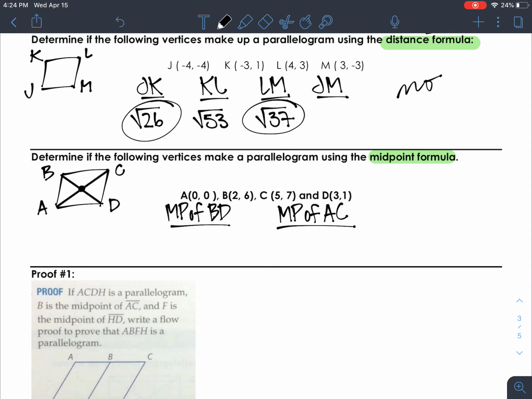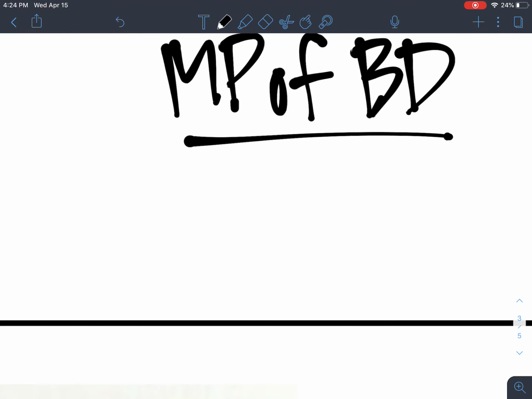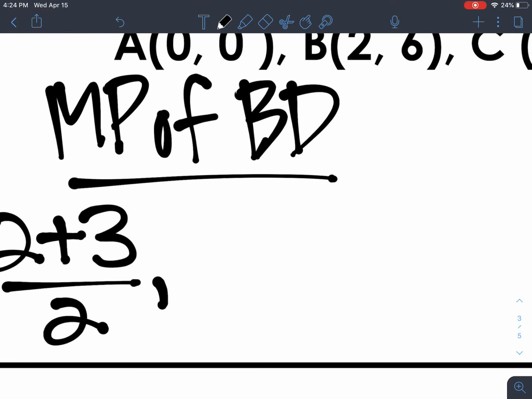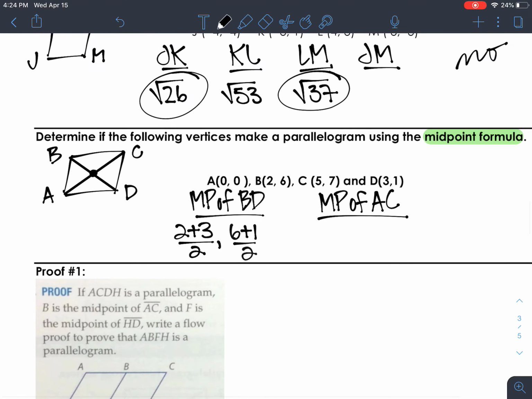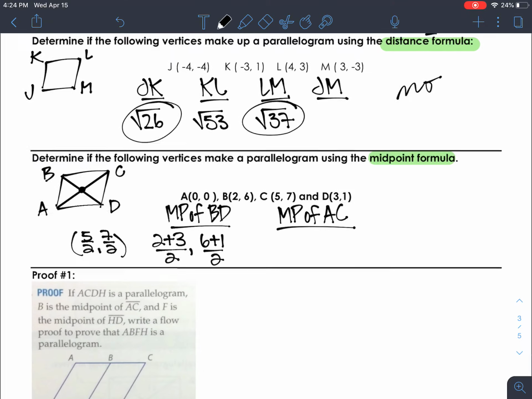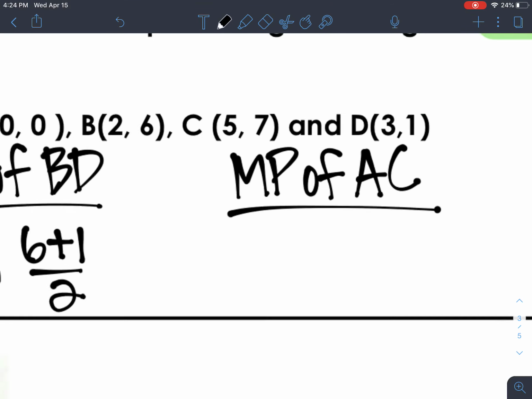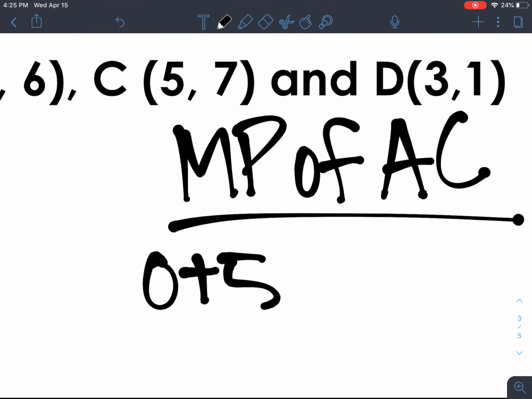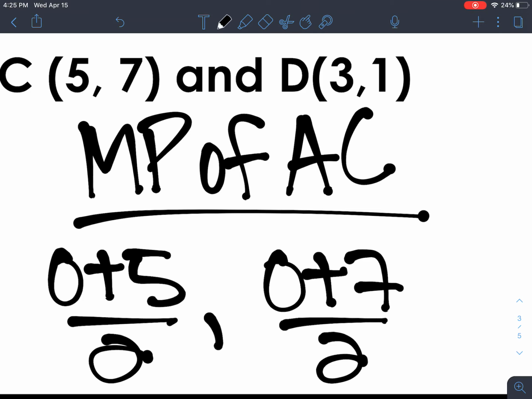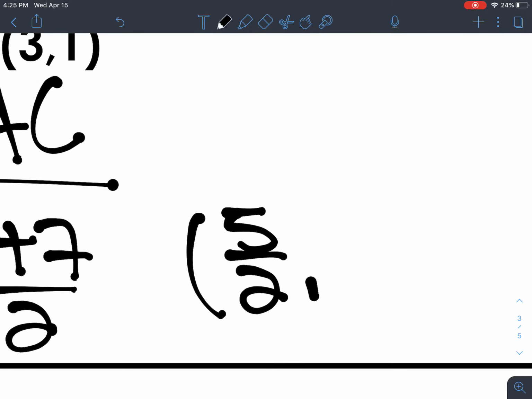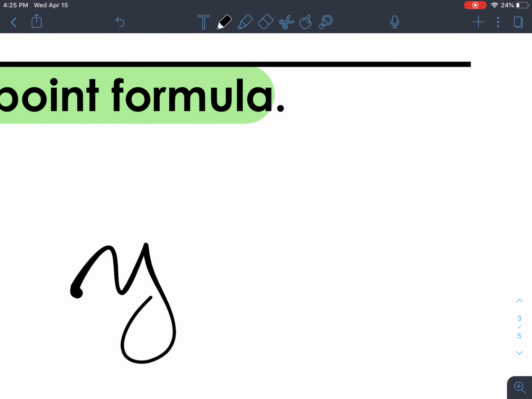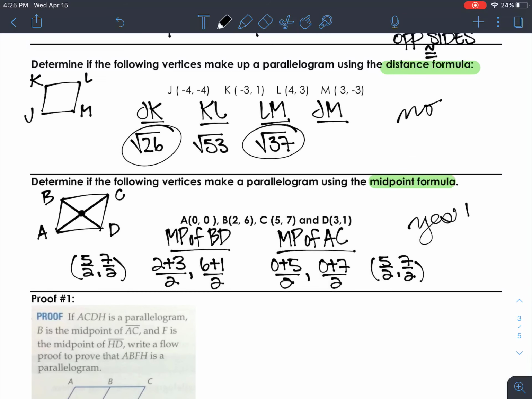So let's find the midpoint of BD. It's going to be 2 plus 3 divided by 2, comma, 6 plus 1 divided by 2, which gives me a midpoint of 5 halves, comma, 7 halves. You can turn that into a decimal if you want, it doesn't really matter. For AC, I'm going to have 0 plus 5 divided by 2, comma, 0 plus 7 divided by 2, which gives me a midpoint of 5 halves, comma, 7 halves. And if you notice, those match, which means that yes, it's a parallelogram.